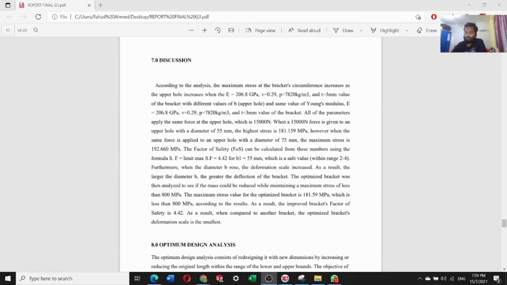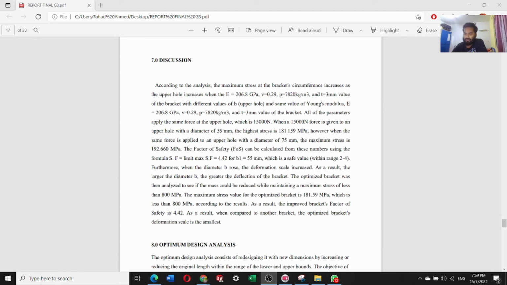Assalamu alaikum. Good day. This is Hasibul Islam from Group 3. I'm going to present the discussion. According to the analysis, the maximum stress at the bracket circumference increases as the upper hole increases. We use Young's modulus 206.8 gigapascal, Poisson ratio 0.29, density 7820, and the thickness is 3 millimeter. 15 kilonewton force is used for all the parameters.